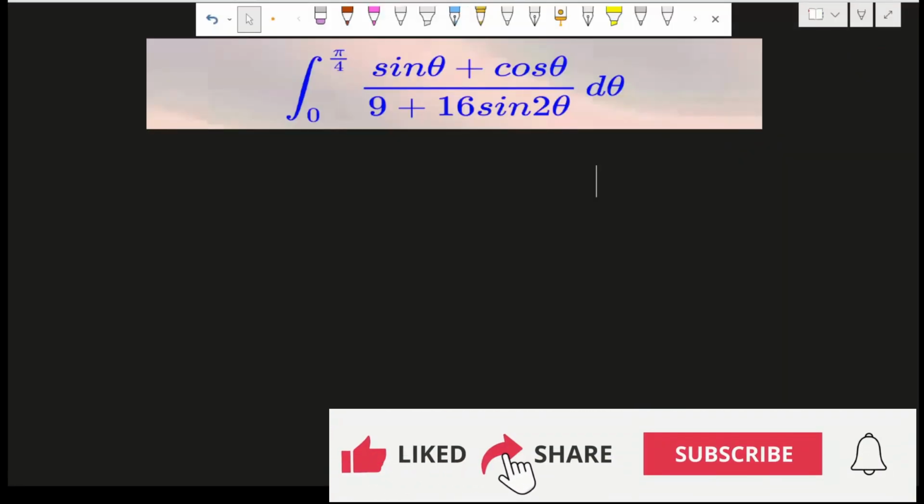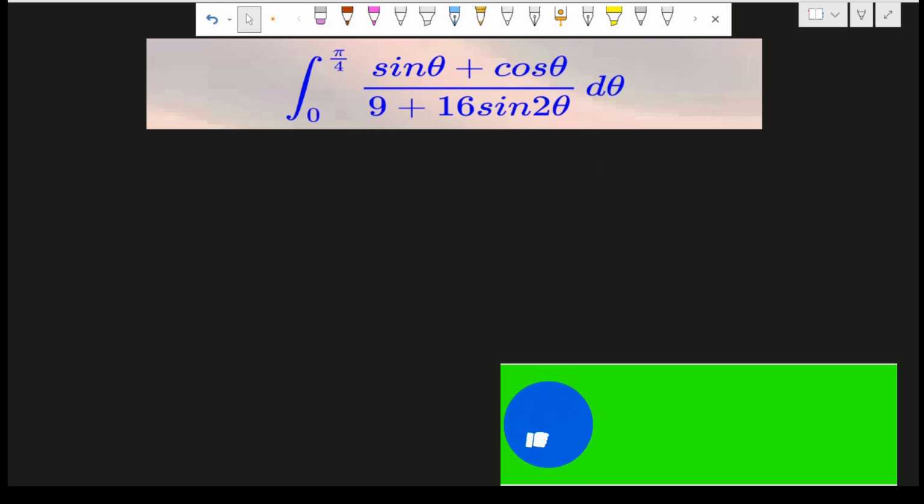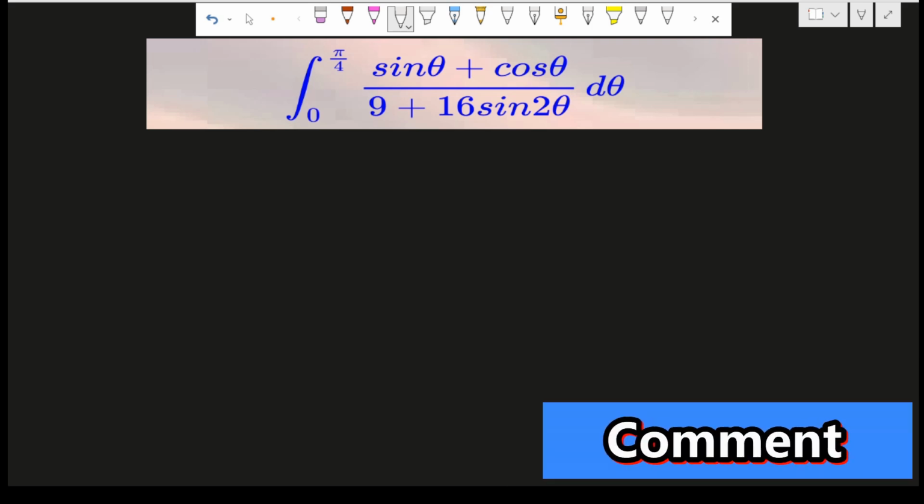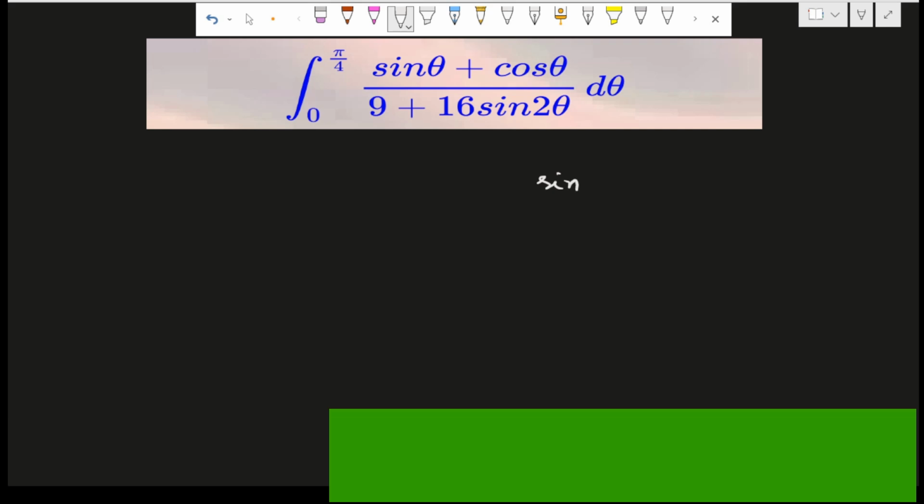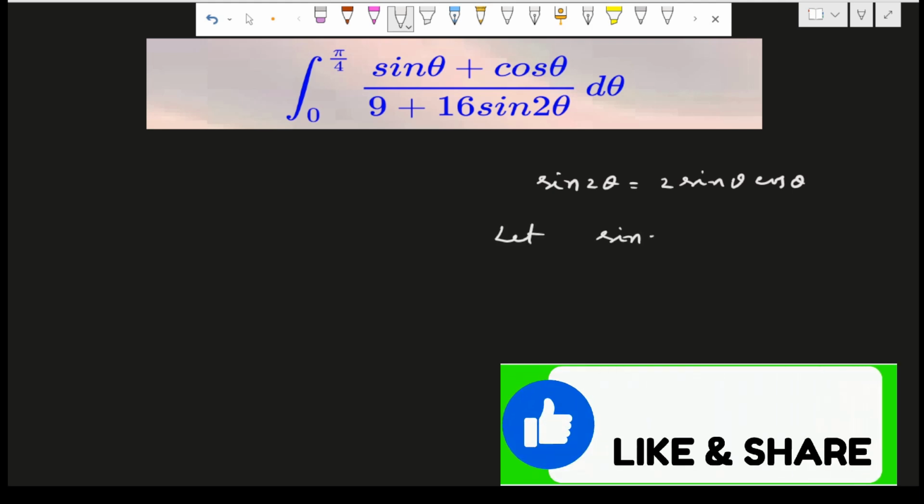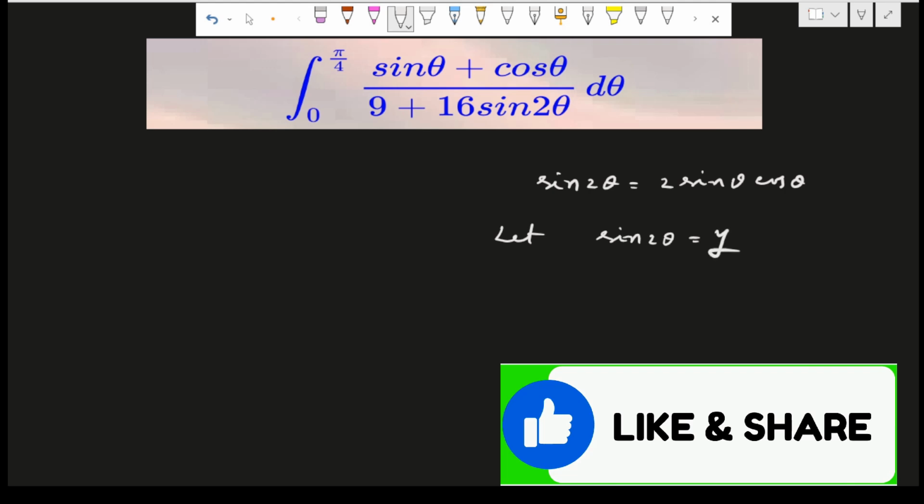Welcome to you all. Your question is the integral from 0 to pi by 4 of (sin theta plus cos theta) divided by (9 plus 16 sin 2 theta) d theta. Here we have sin theta, cos theta and sin 2 theta. It is known that sin 2 theta can be expressed as 2 sin theta cos theta. So let sin 2 theta be y.